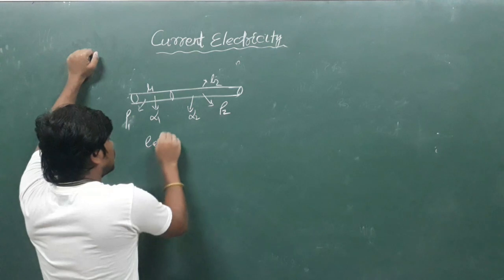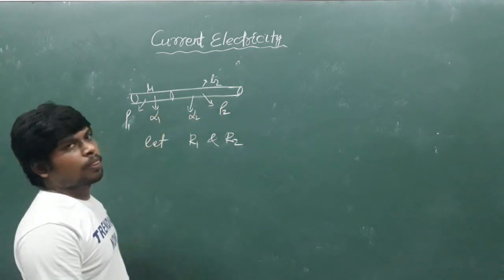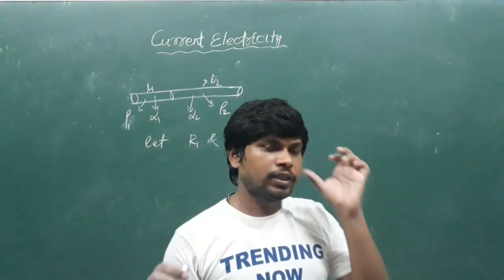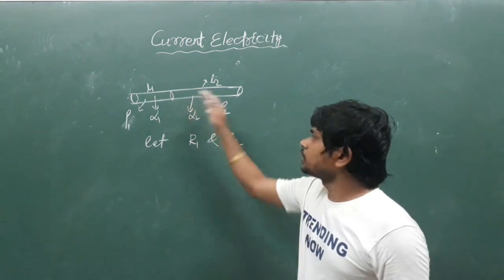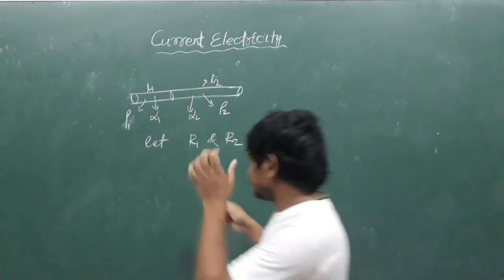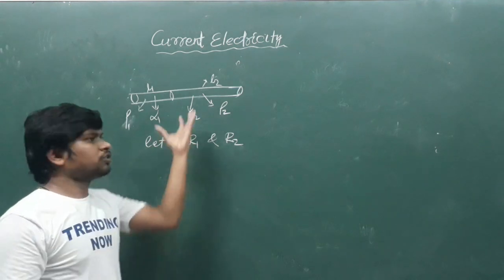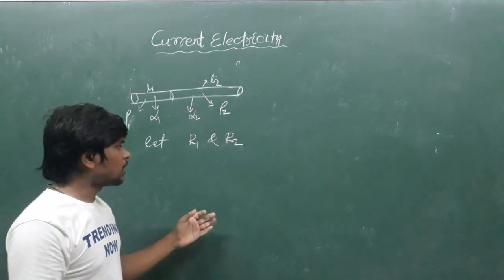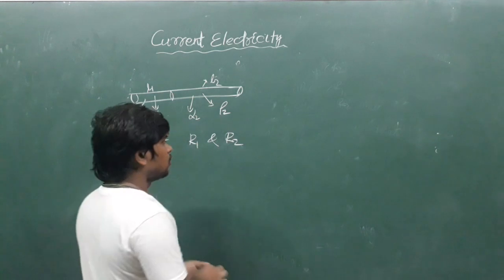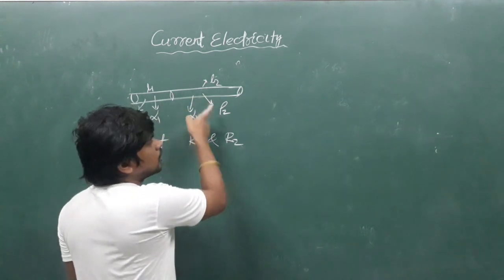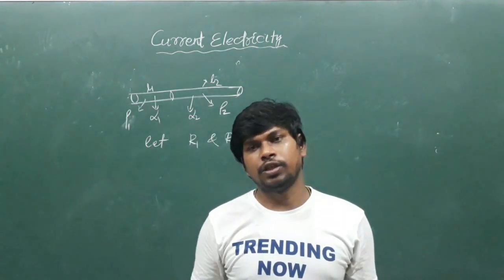So let R1 and R2 be the resistance of these two conductors at the initial temperature or reference temperature. They have given that the resistance is independent of temperature. If you are increasing the temperature, the resistance does not change. That means the initial resistance should be equal to the final resistance. That means the resistance is a constant quantity. If these two are in series, then R1 plus R2, whatever it was initially, will remain the same in the final state. That you can say it is independent of temperature.